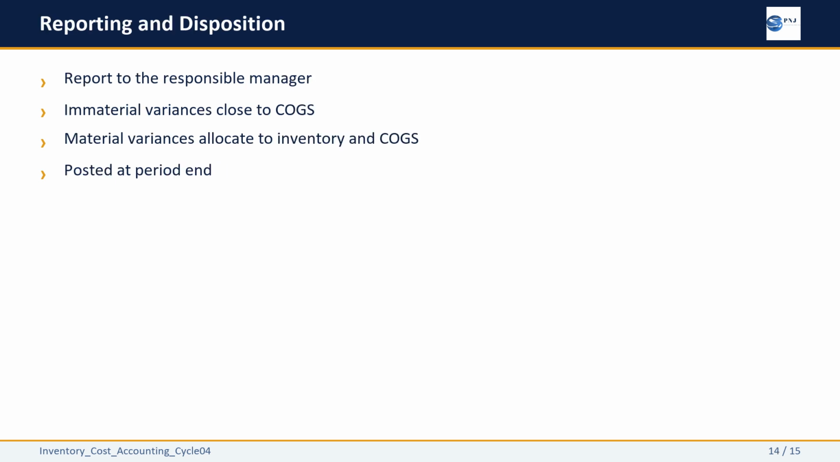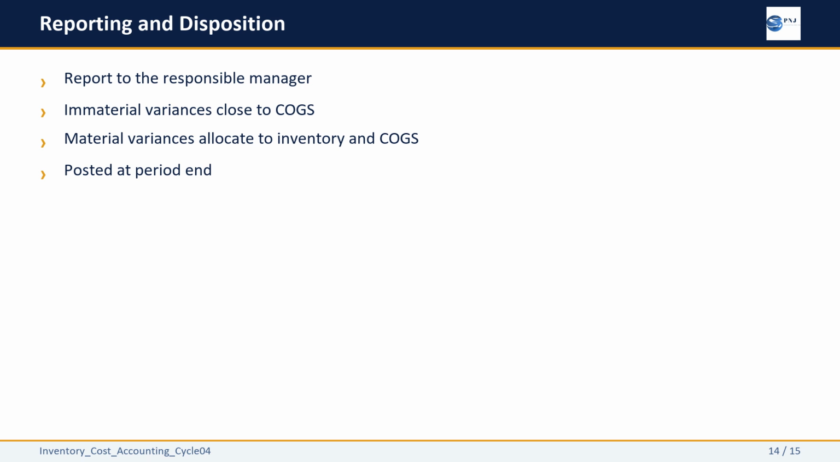Finally, variances have to land somewhere. Reports go to the manager who owns each cost element: procurement for material price, production for usage and labor efficiency, and significant ones get aired in the monthly review. At period end, you dispose of them.